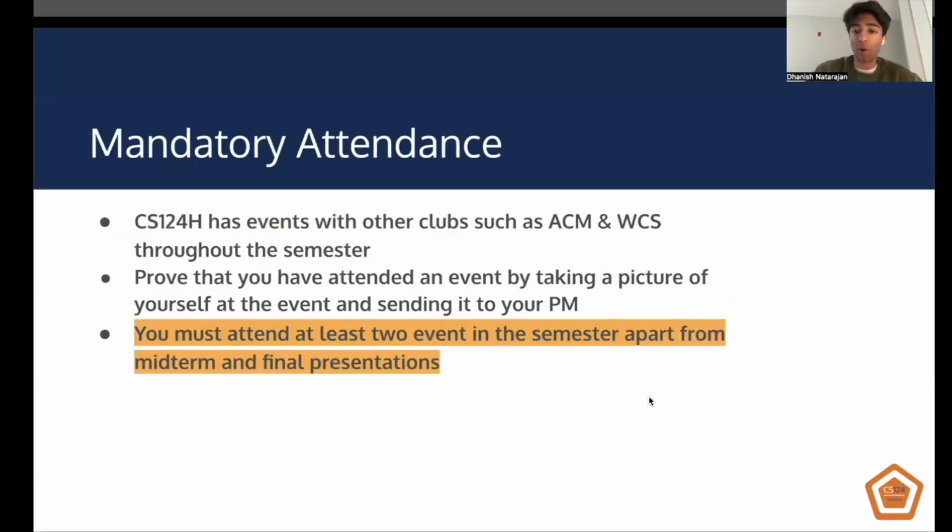Now, in terms of events in 124 honors, we are going to have a lot of events during the semester with other clubs and organizations such as ACM and WCS. Now, we require that out of all of the events, you attend at least two events in the semester. And these should be apart from the midterm and final presentations. And you would prove that you have attended this event by taking a picture of yourself at that event and then sending it to your project manager.